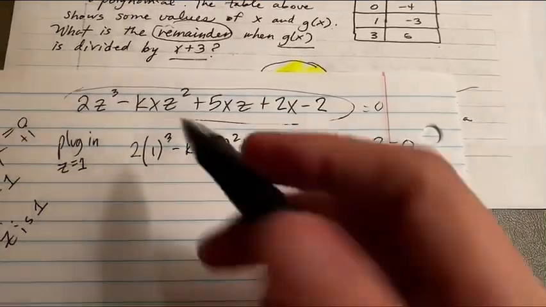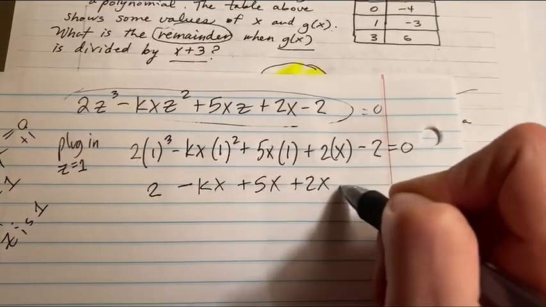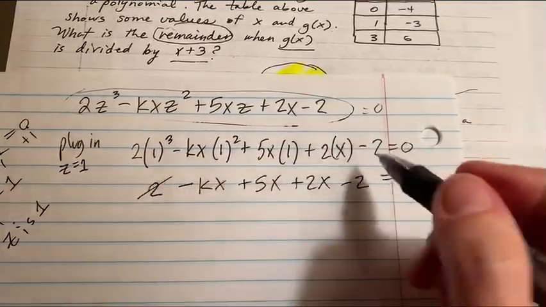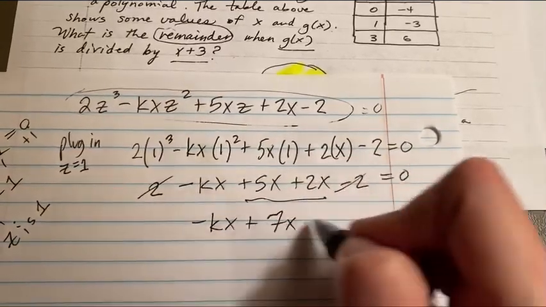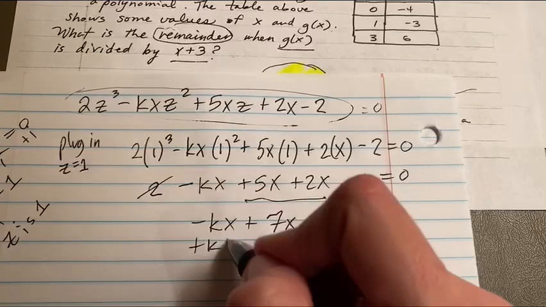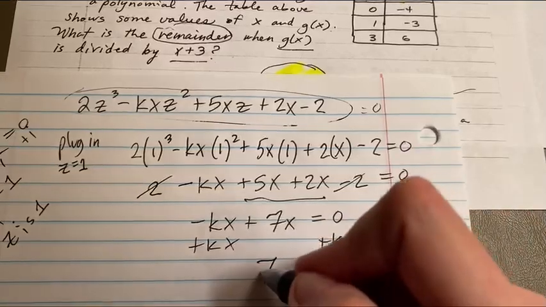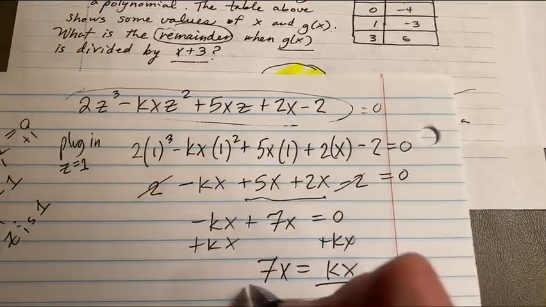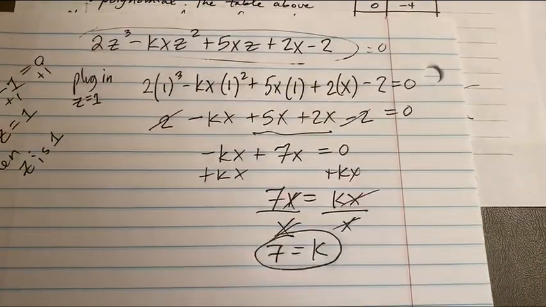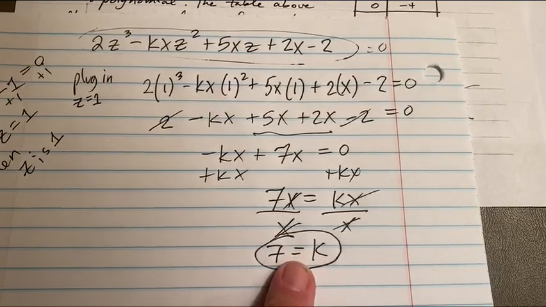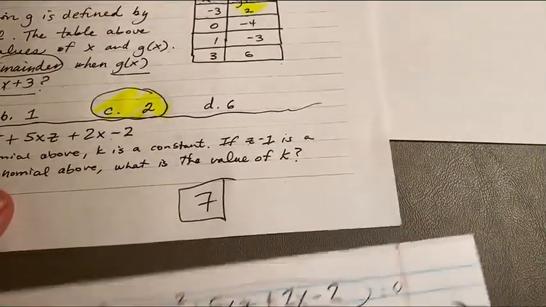Okay, so let me clean this up a little bit. All right, so 2 minus 2 is 0, 5x and 2x. Okay, so let's add kx to both sides. We get kx is equal to 7x. Divide both sides by x, and we get k is 7. So that's what they were looking for. What would k have to be so that when z is 1, this thing is equal to 0? So we write 7.